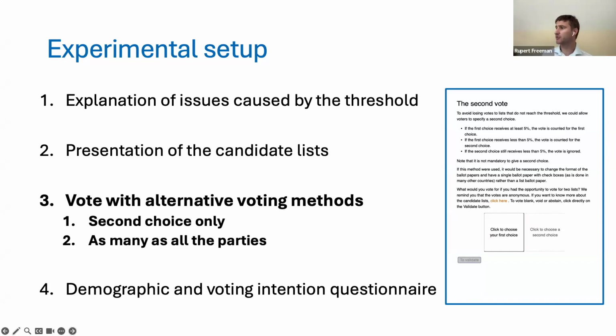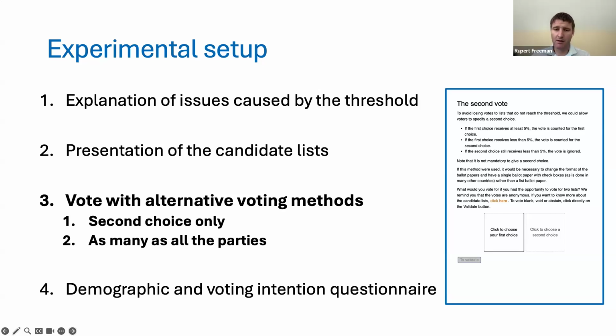I agree. You can see here, this is an English translation of what we told them for the version where they get to give a first and second choice. We say if the first choice receives at least 5%, your vote is counted for the first choice. If the first choice receives less than 5, your vote is counted for the second choice. If the second choice still receives less than 5, the vote is ignored. So it has this kind of vote transfer constraint feel, but it's not a well-defined rule. I would conjecture that voters would behave similarly if we had presented a more precise definition of one of our rules, but you could disagree.